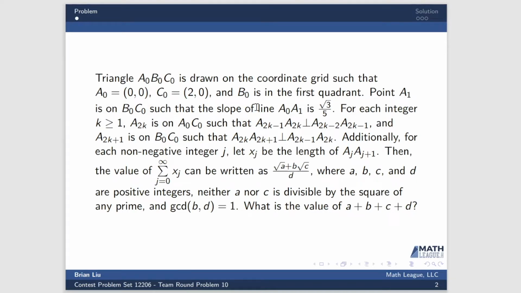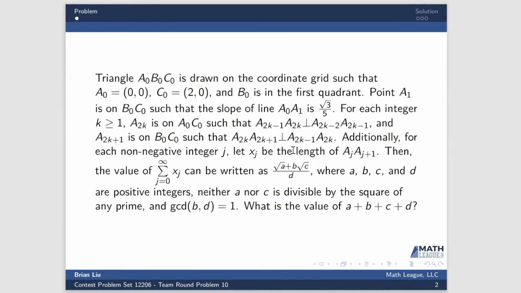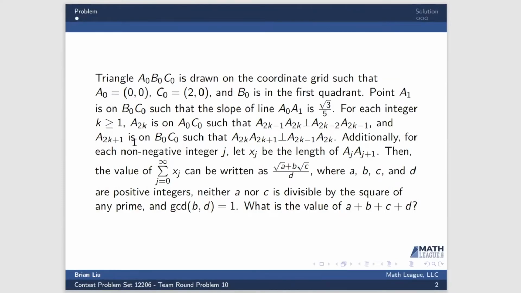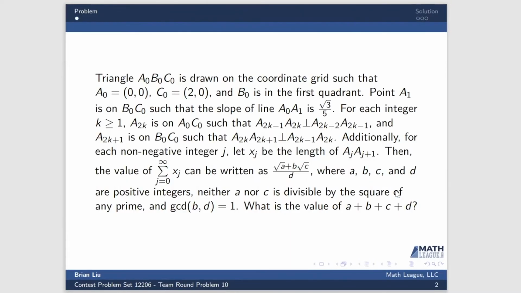We will now define a sequence of points A1, A2, A3, all the way up to infinity, which we can see the first few examples of here, in such a way that each segment is perpendicular to the previous one, and the slope of the first one is √3/5. So this is essentially what it could look like.